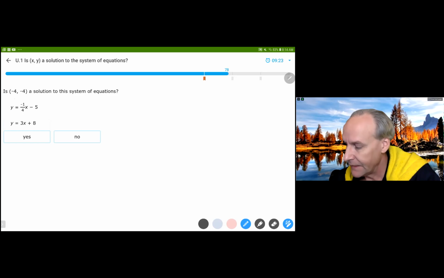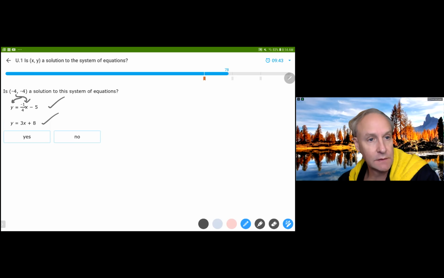In this one, that -1/4 gives people some trouble. The nice thing is that we have -4s in both cases, but just be careful. This -4 is going to that side, and this -4 is going to that side, and 1 minus 5 is -4. And negative 12 plus 8 is negative 4. And this is a yes.